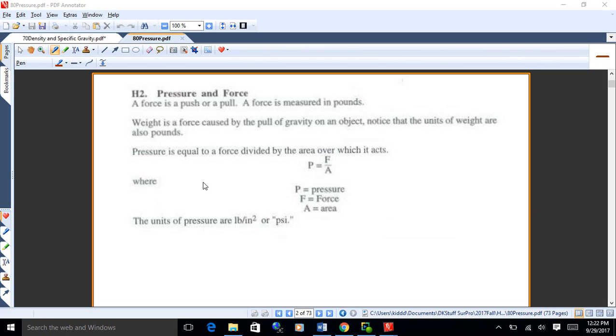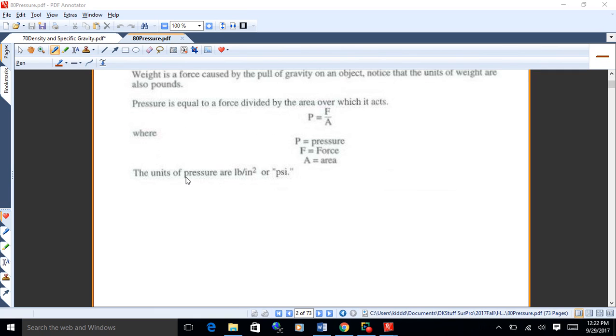Now what we have with pressure is we take the weight or the force and we divide it by the area over which it's exerted, okay. So pressure, the common units in the English system are pounds per square inch, PSI. Sometimes people abbreviate it and call it pounds, but it's really pounds per square inch.